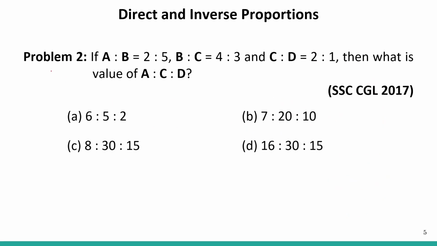Let's proceed with problem number 2. If A is to B is equal to 2 is to 5, B is to C is equal to 4 is to 3, and C is to D is given as 2 is to 1, then what is the value of A is to C is to D? This question was asked in the SSC CGL 2017 paper. Is it 6 is to 5 is to 2, 7 is to 20 is to 10, 16 is to 30 is to 15, or 8 is to 30 is to 15? Which among these four is the probable answer?